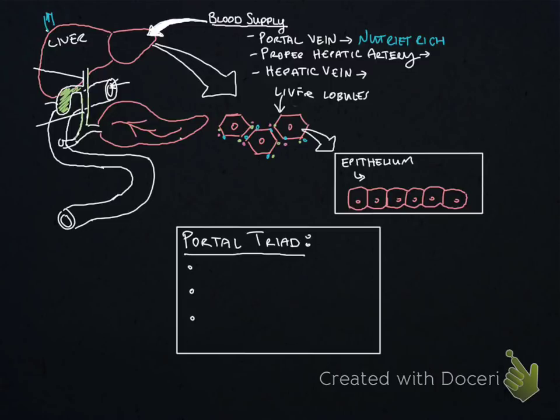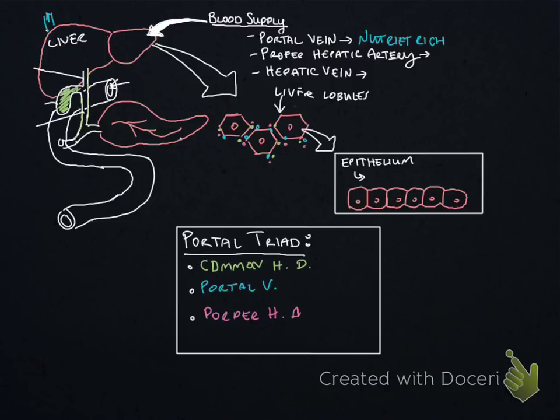So these little dots here are going to represent the vessels. In green, we have the common hepatic duct. In blue, that would represent the portal vein. And then here in pink, that would be the proper hepatic artery. And they're in between these liver lobules, carrying nutrients in and away from the liver.